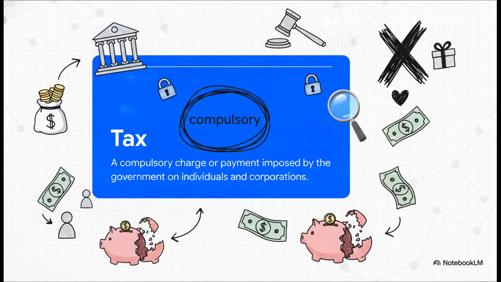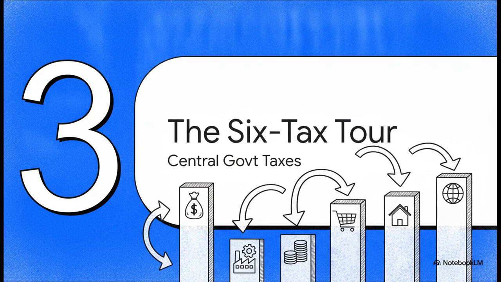So fundamentally, a tax is a compulsory charge or payment imposed by the government on individuals and corporations. And I want you to mentally circle that word compulsory. From a strict compliance standpoint, this is definitely not a donation. It's not some voluntary subscription you can just opt out of. It is a mandatory statutory obligation enforced by the state. You operate within the jurisdiction, you comply with the charge. Period. Now for Section 3, the sixth tax tour.